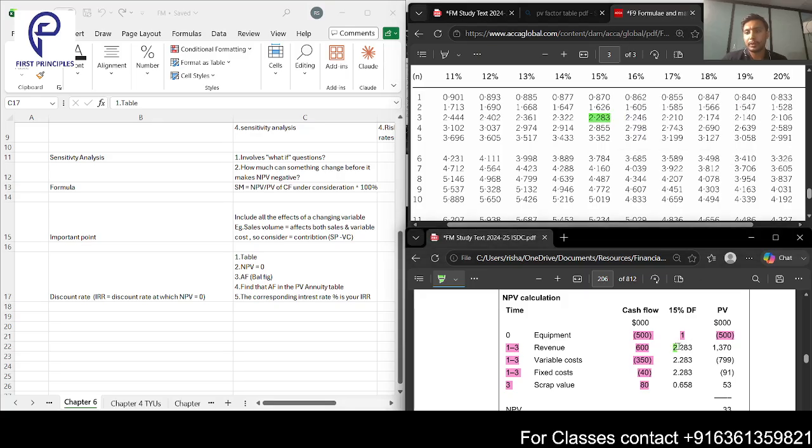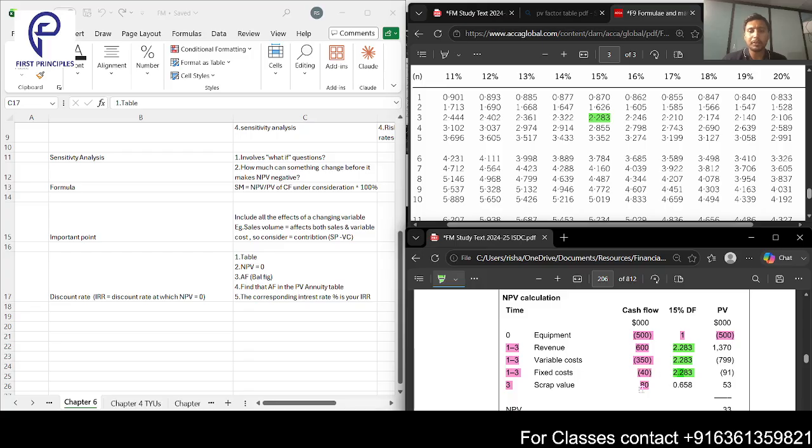So 2.283 for each of the 3 years. For 3 years, we have these cash flows. The revenue is 600, variable cost 350, fixed cost 40, each multiplied by 2.283. Right? So we'll get the present values here. All the three present values are here.